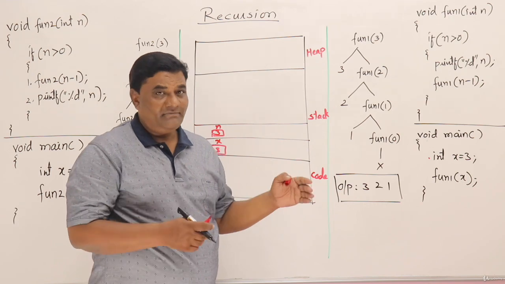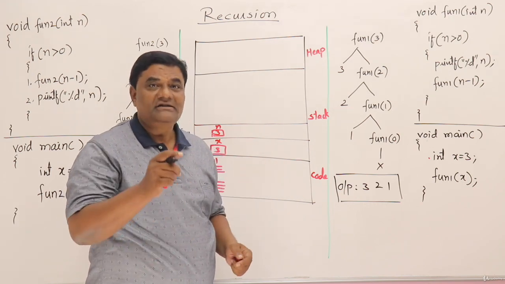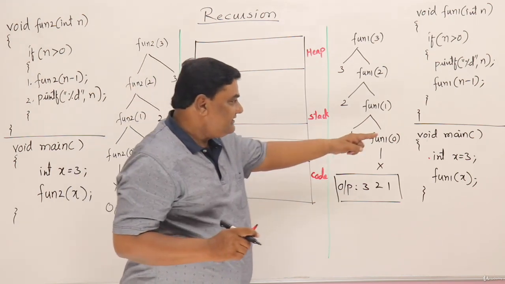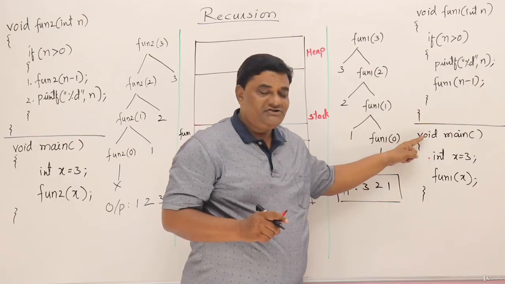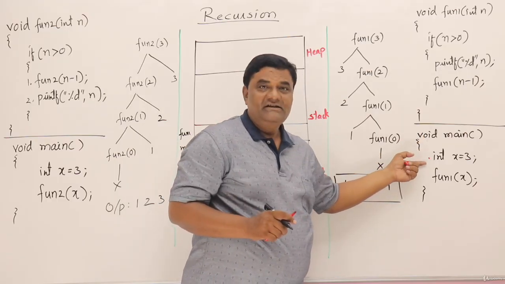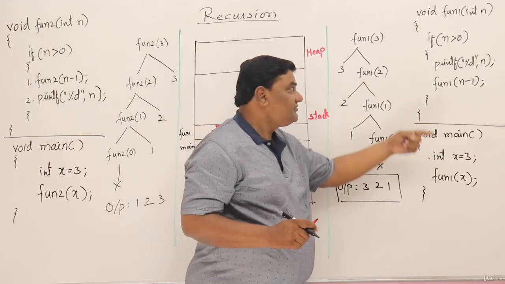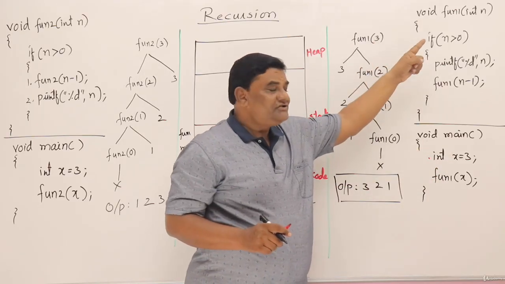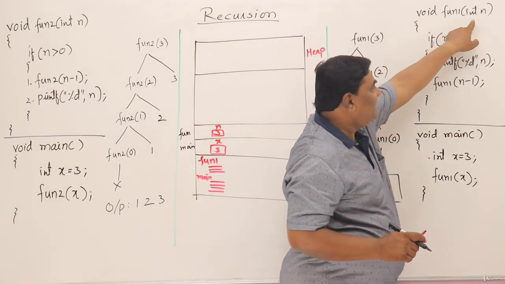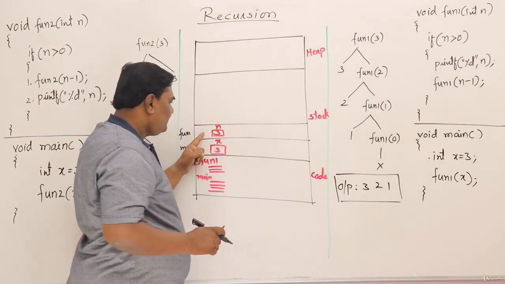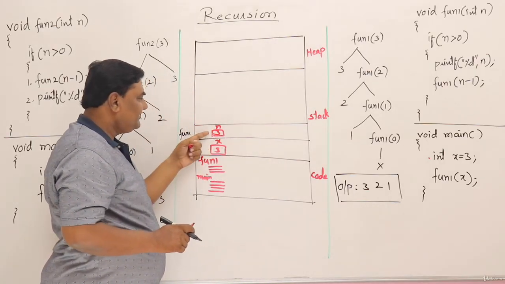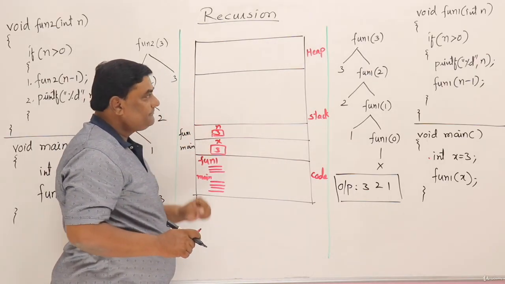I'm showing you line by line how it is working. Let us look at it once more. The program starts executing from the main function. The very first thing is X, so an activation record for main is created, and X with value 3. Then the function is called, and that function has just one variable, n. So an activation record is created for fun1 with variable n having value 3.